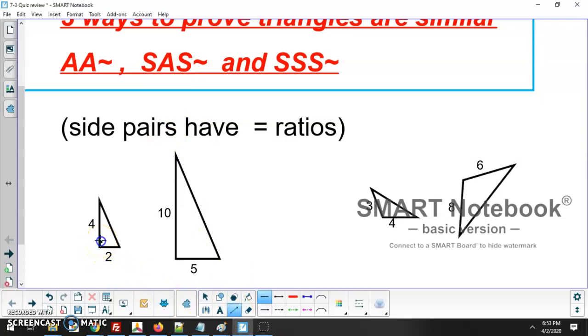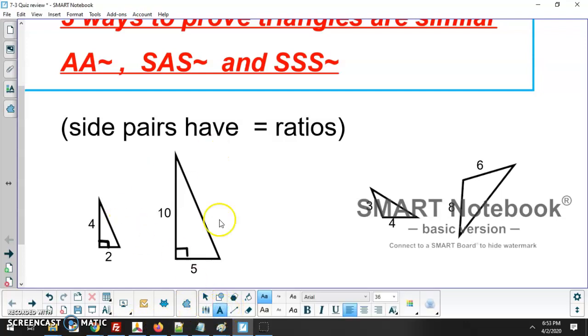However, if I put this angle here and make it a right angle, so we have a right triangle here and another right triangle here, I can't do angle, but I can do side angle side. Now I can't even draw that, so bear with me a second. Try to make that look like a right angle. All right, there we go.